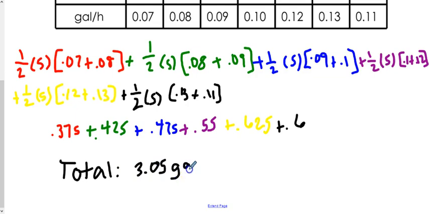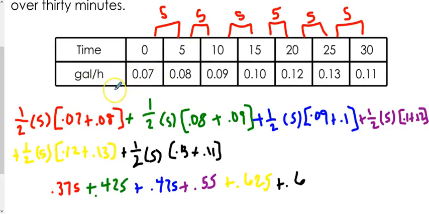and we're talking about gallons, right? Because we're taking the area underneath the curve of gallons per hour. So we're taking out that per hour and left with gallons.